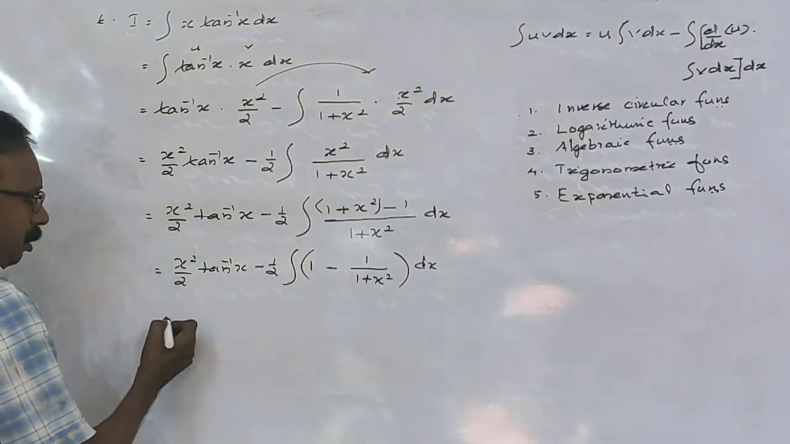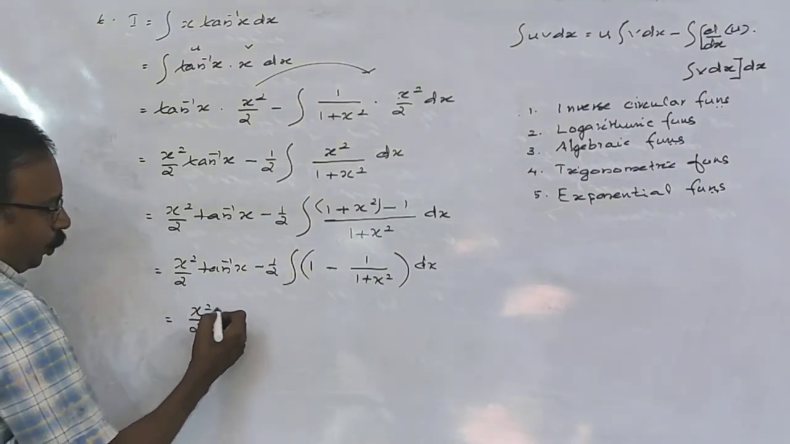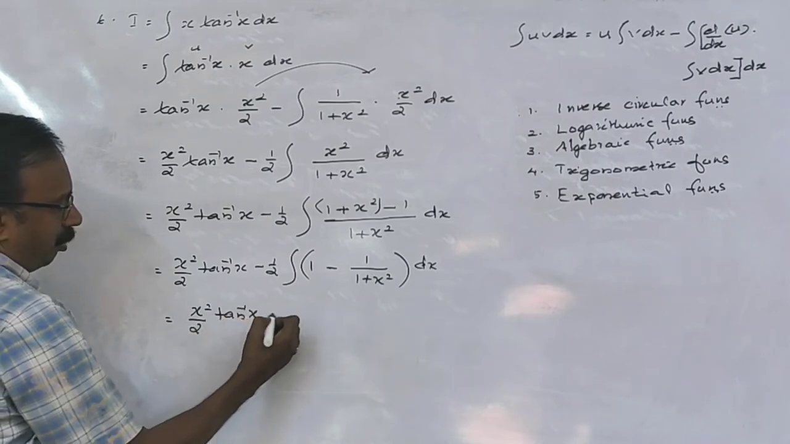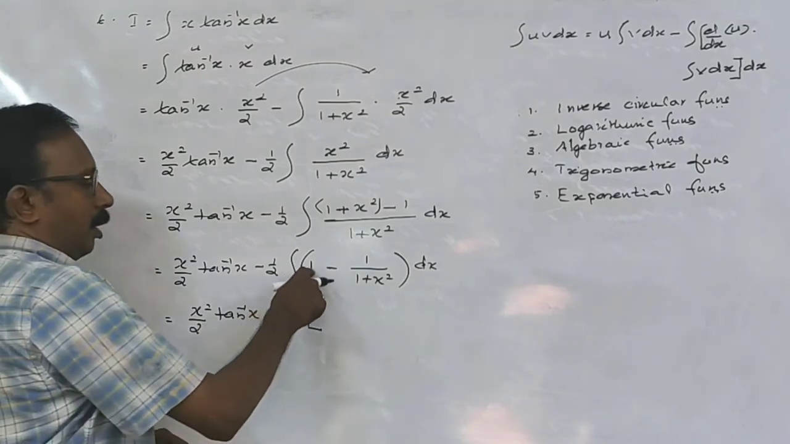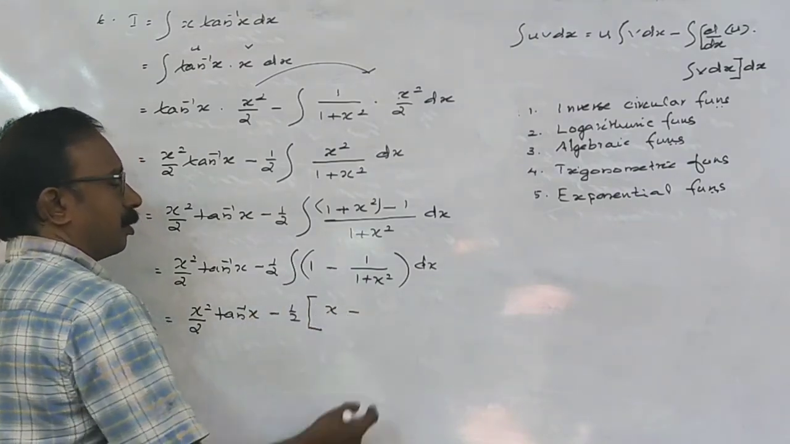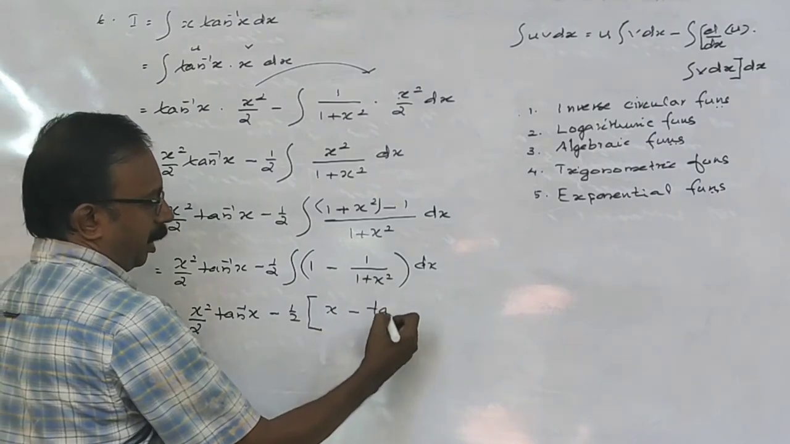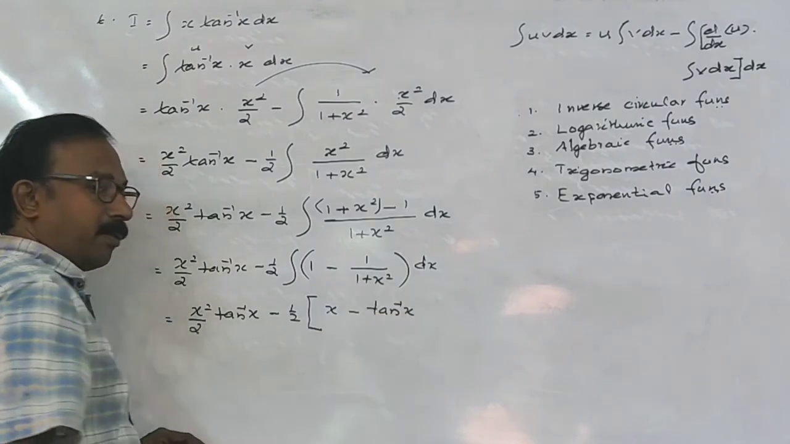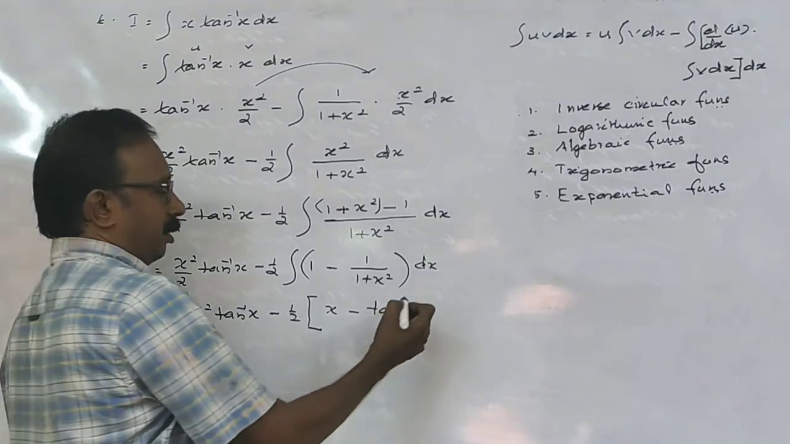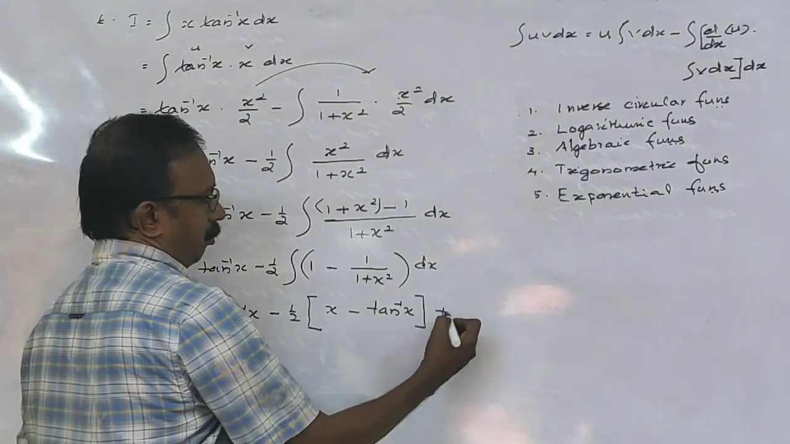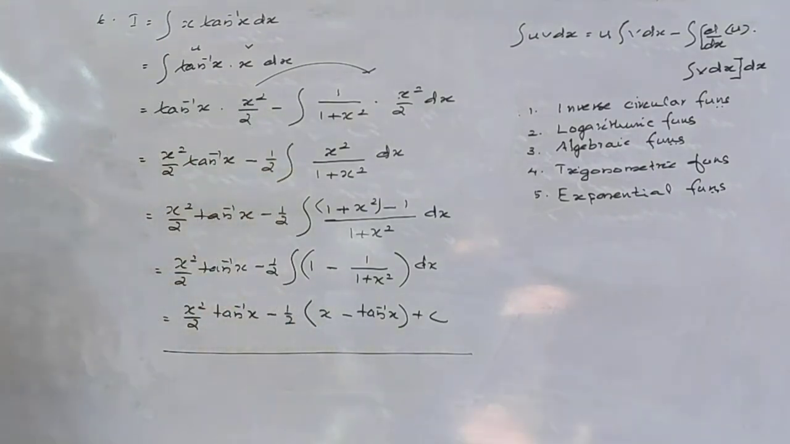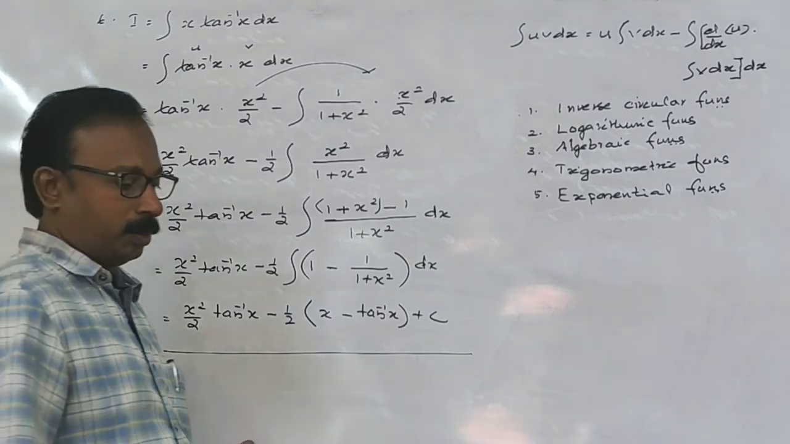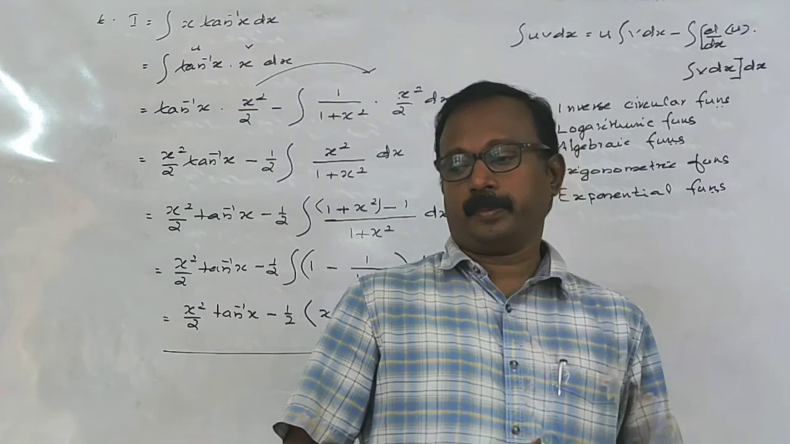That is x square by 2 tan inverse x minus 1 by 2 into integral of 1 is x, minus 1 by 1 plus x square is again tan inverse x. Integral of 1 by 1 plus x square is tan inverse x, plus c. Similarly, we can find the integral value of the product of two functions.